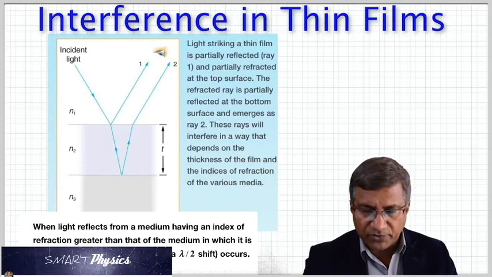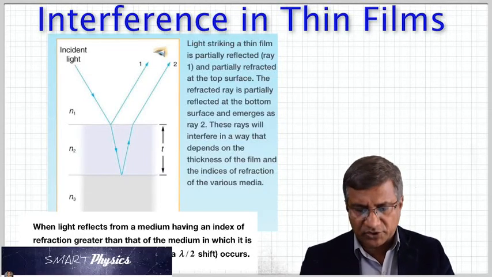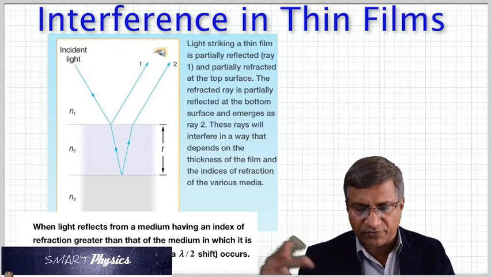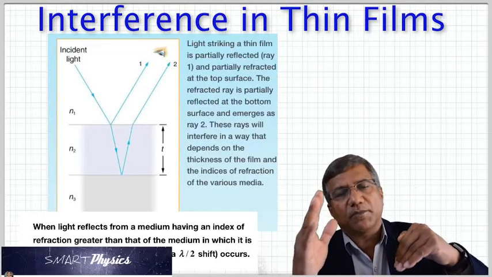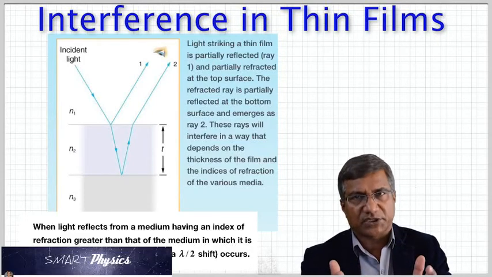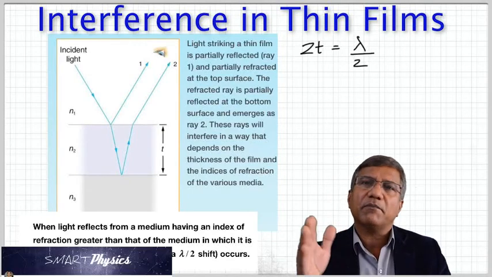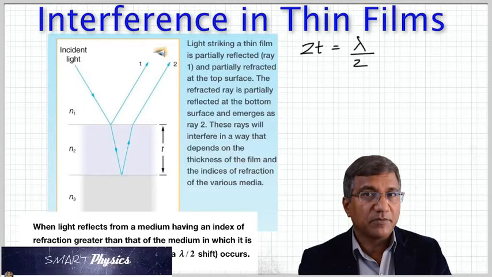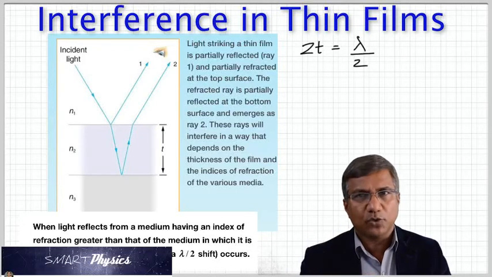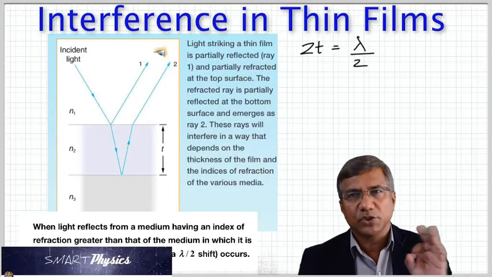Okay, and here I've written it again. When light reflects from a medium having an index of refraction greater than that of the medium in which it is traveling, like when it's going from air into oil, there is a 180-degree phase change. So if a crest hits after reflection, it's going to come out as a trough, or there is a lambda by 2 shift. So you'll see the conditions for maximum and minimum being reversed. That's what's going to happen. So the path difference is 2t, and instead of saying it's equal to m lambda, which is the condition for maximum, in this case the condition for maximum is going to be m plus half lambda. And if m takes the value 0, then you only have half the lambda. So that's why 2t is lambda by 2, because m is 0. So the conditions are reversed.